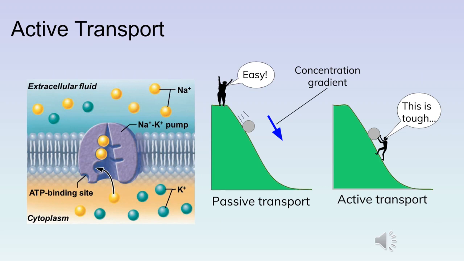Active transport, it's essentially the opposite of all of these passive movements: diffusion, facilitated diffusion, and osmosis. Active transport is the movement against the grain or against the concentration gradient, moving a molecule from low to high concentration. This requires energy in the form of ATP.